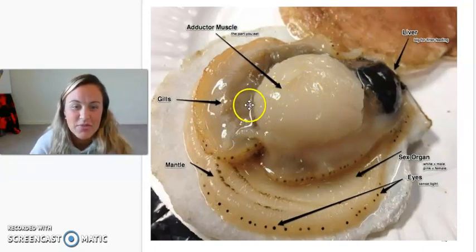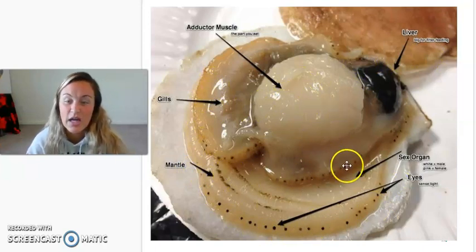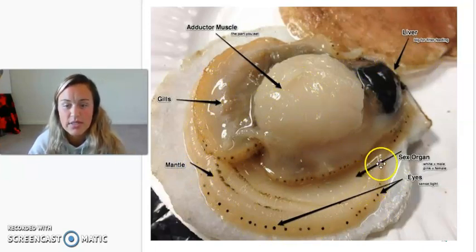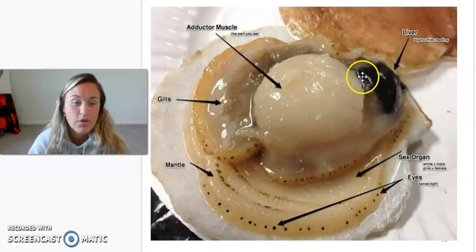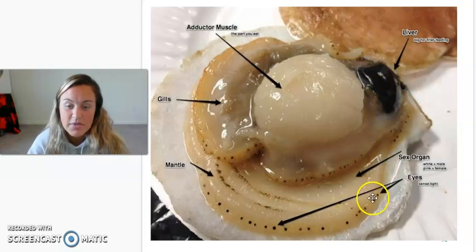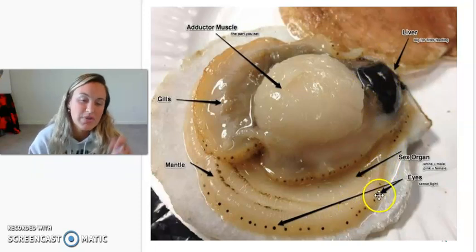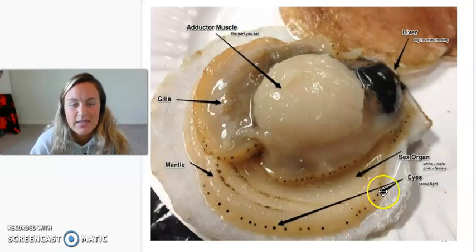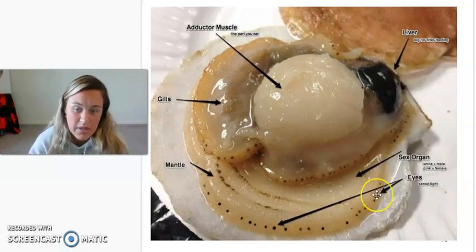But we've got our adductor muscles, our gills, and our mantle right here, which is what is secreting the shell itself. We've got our gonads, our sex organs, down here. Our liver is going to be the dark spot at the top of a bivalve. And then scallops are actually kind of cool. They have what is referred to as eyes, and we refer to them as eyes. Primarily, they're more photoreceptors, so they can basically sense light.